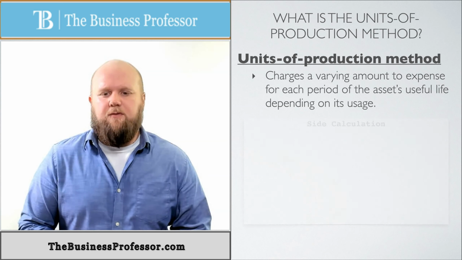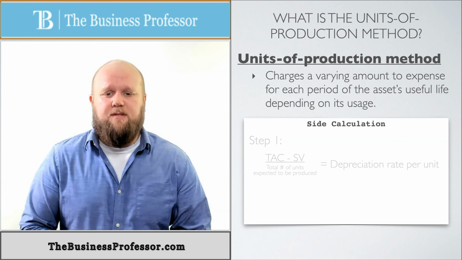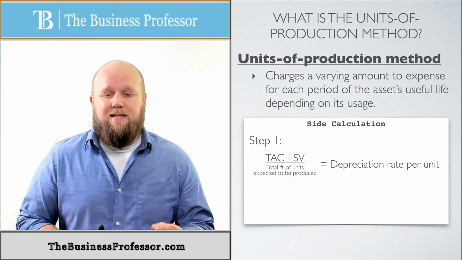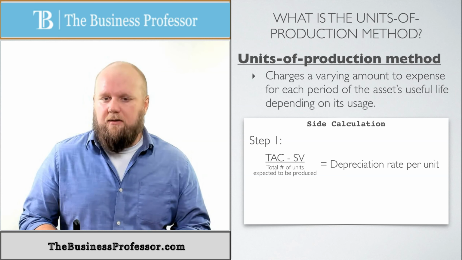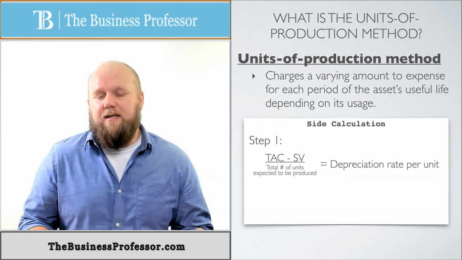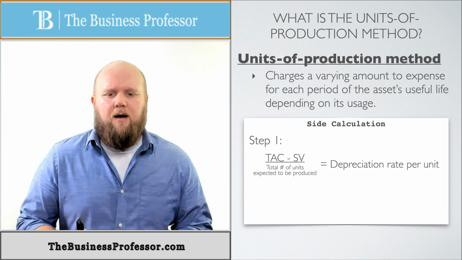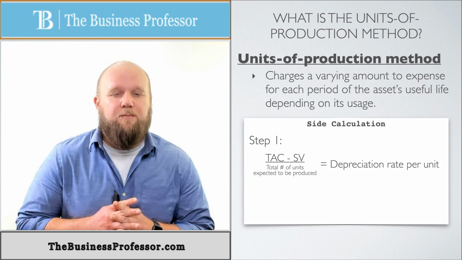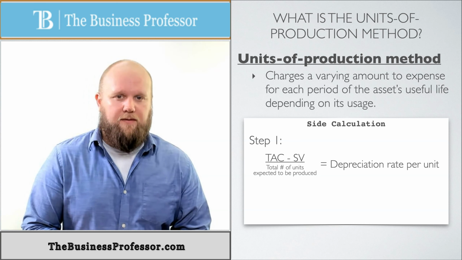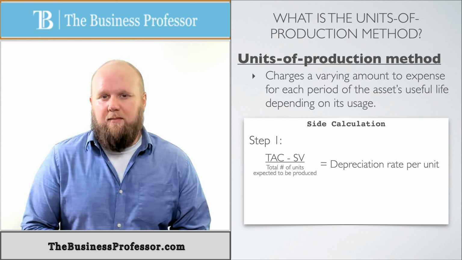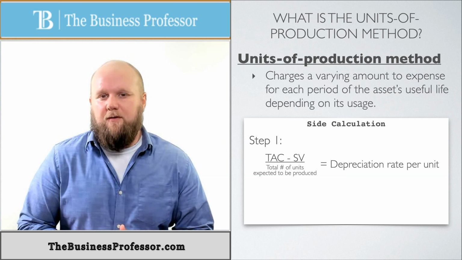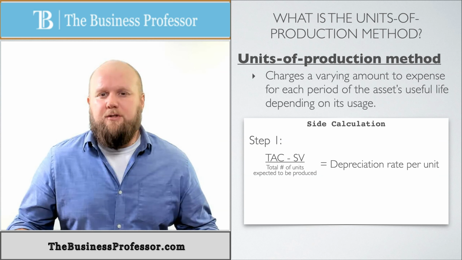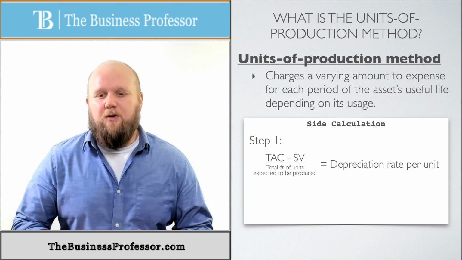So here are the steps for that. Again, two steps. Step one, the equation is TAC minus salvage value. We're still going to start with that. And remember, that is our depreciable base. We're not going to go past that. So TAC minus salvage value divided by the total number of units I expect to be produced over the life of the asset. So maybe I'm going to have a car and I'm expected to, for 4 years, drive it 120,000 miles. That's the total I expect.